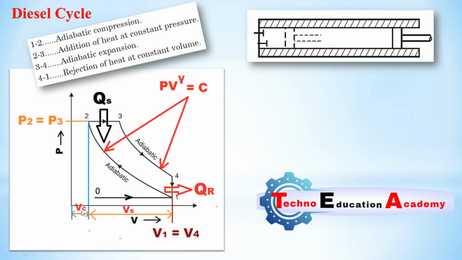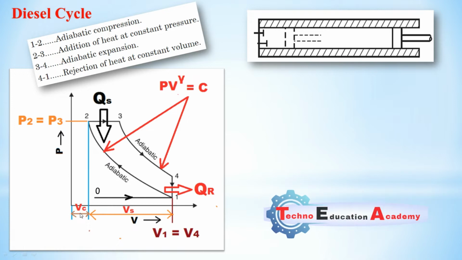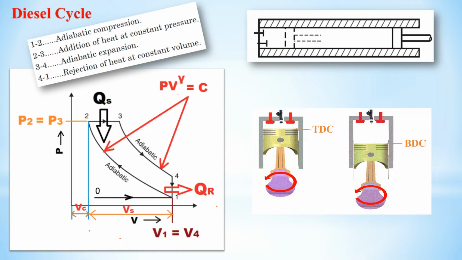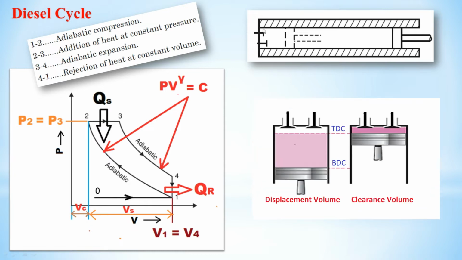Here VS and VC: VS is the swept volume and VC means the clearance volume. Clearance volume means whenever the piston travels from one dead center to another dead center, or we can say BDC to TDC, or outer dead center to inner dead center, at that time the volume remaining between the piston and cylinder head is called the clearance volume.